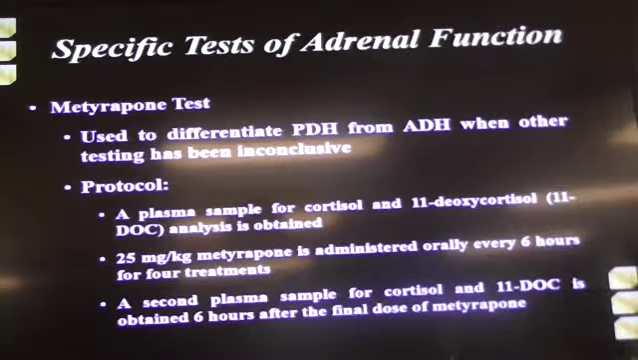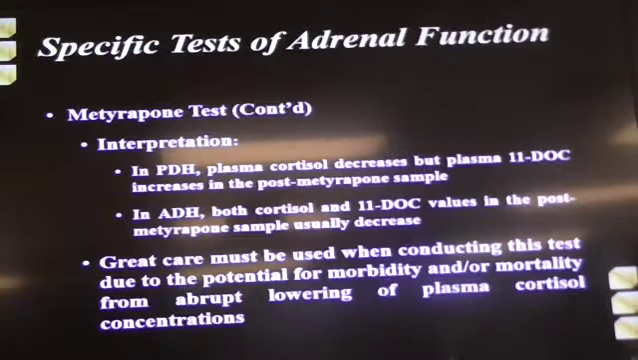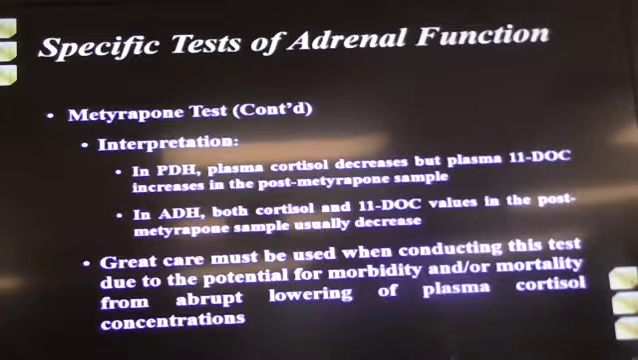So anyway, basically what you're going to do is take a plasma sample for cortisol and 11-deoxycortisol, the metabolite of it. You give metyrapone orally every 6 hours for 4 treatments. Then you take a second sample for cortisol and the 11-deoxycortisol 6 hours after your final dose of metyrapone. If it's pituitary dependent, plasma cortisol will decrease, but your plasma 11-deoxycortisol, the metabolite which goes to make it, will increase. And in adrenal dependent, both of the values will decrease.